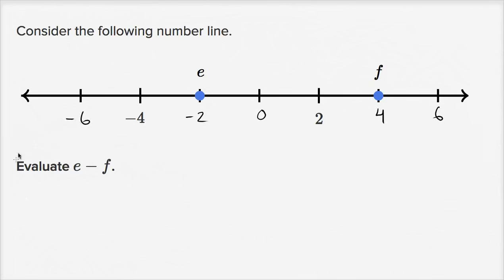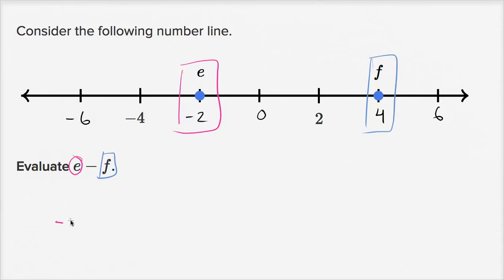They intentionally left those numbers off, so we had to figure out that, hey, look, between -4 and 2, you have to go from -4 to 2, you have to increase by 6, and we only have 1, 2, 3 hash marks. So each of those hash marks must be increasing by 2. Well, anyway, now we know what all the points on the number line are. Evaluate E minus F. Well, we know that E is equal to -2, and we know that F is equal to 4.